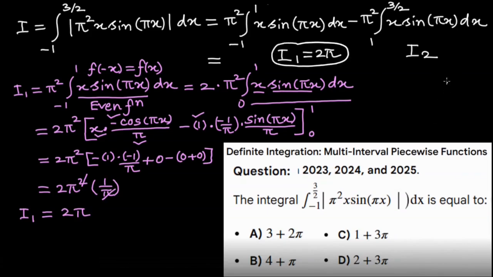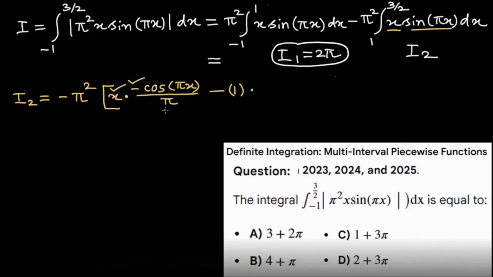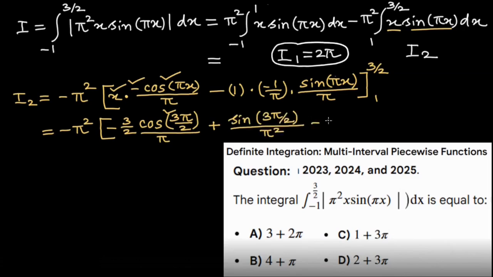Next we will solve I2. I2 equals minus pi square, first function x into integration of sin pi x, minus cos pi x upon pi, minus derivative of this x, 1, into this minus 1 upon pi into integral of cos pi x, sin pi x upon pi squared, from 1 to 3 by 2. Minus pi square into minus 3 by 2 cos of 3 pi by 2 upon pi plus sin 3 pi by 2 upon pi square, minus, because of this minus it will become plus, cos pi upon pi minus sin pi upon pi square.